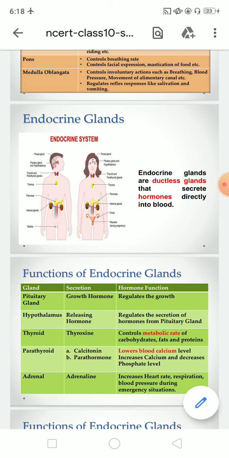So today we are going to start with endocrine glands. What are endocrine glands? Endocrine glands are ductless glands that secrete hormones directly into the blood. There are some endocrine glands, and those endocrine glands have specific features.